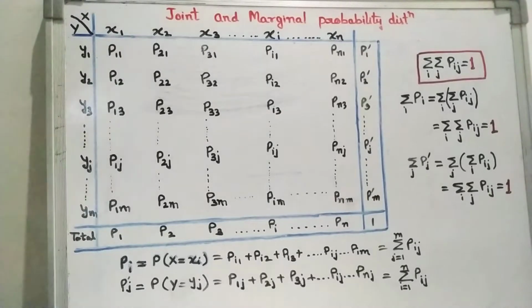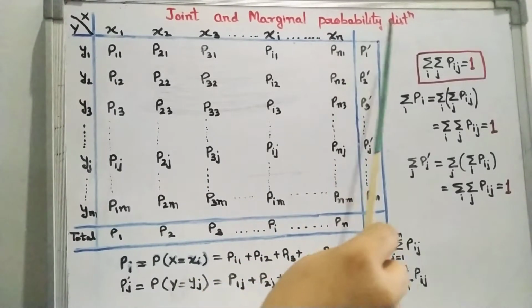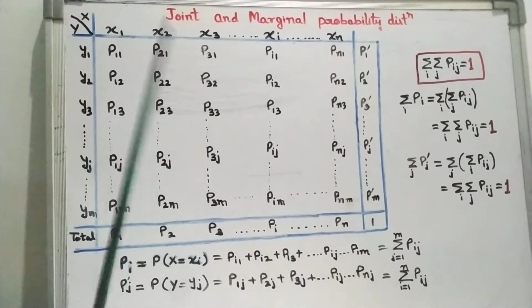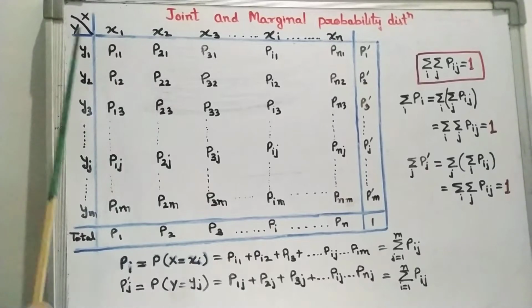Hello students, today's topic is joint and marginal probability distribution. Earlier we did the probability distribution for a single random variable. Now here we are using two random variables x and y.